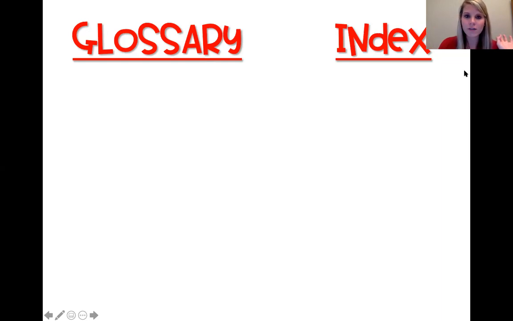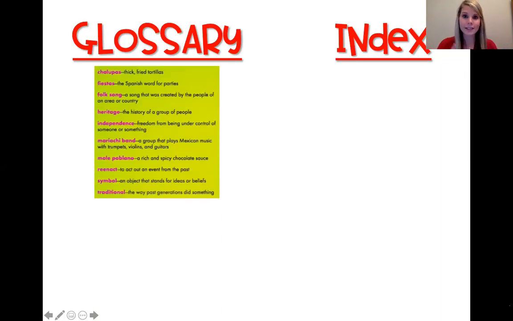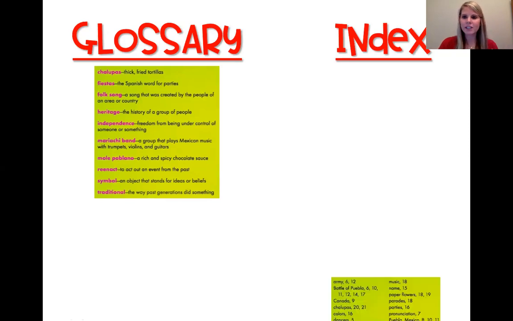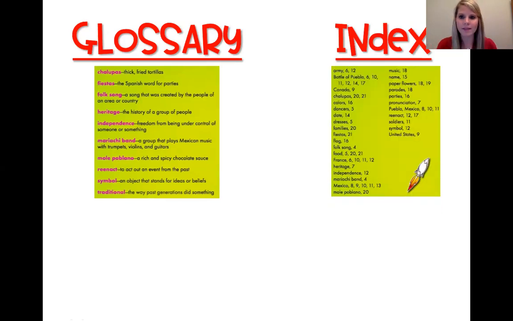Okay, so here's a picture of the glossary from our Cinco de Mayo book yesterday. And here's a picture of our index. So what do we notice they have in common? They both have key terms, key words, key details from the book, but they're also very different. So remember from our song, glossary gives us definitions of the bold words. Chalupas, fiestas, folk song, heritage, all of these glossary words were bold words from the story that the author thought were important enough to make them really bold and dark. So this glossary gives us definitions or meanings of each of those words.